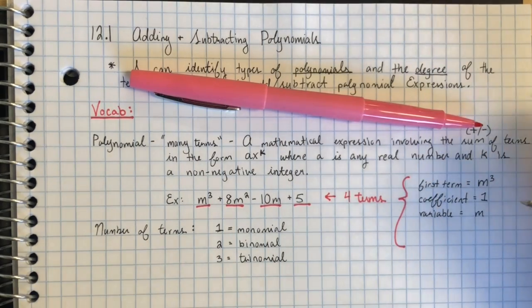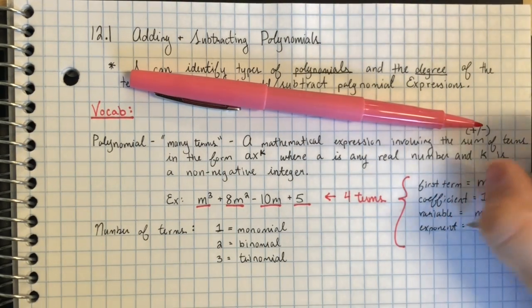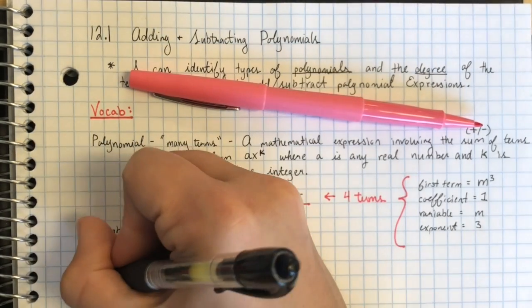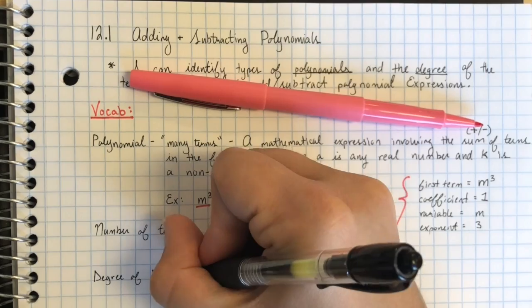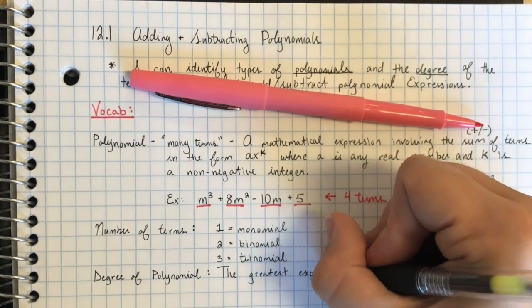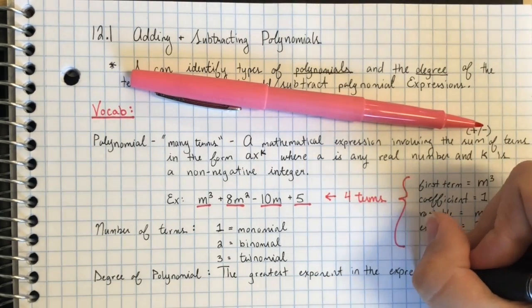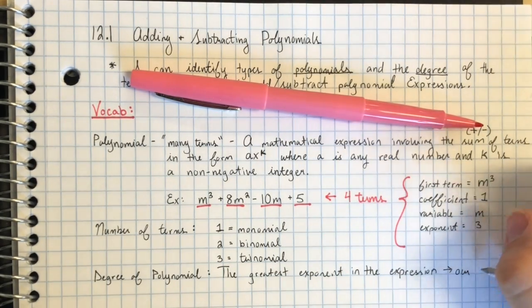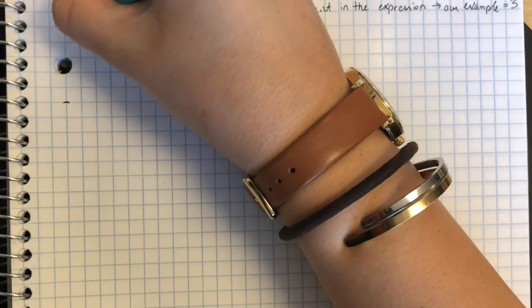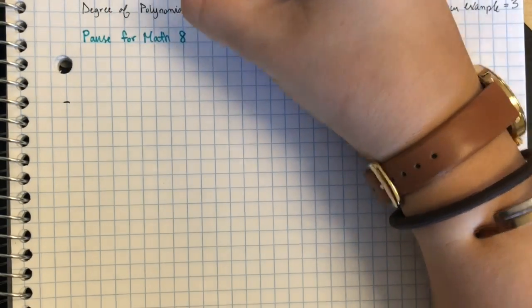In this particular example, the first term we have is m to the third. The coefficient would be 1 because there's no whole number in front of that variable. The variable is m, and our exponent is 3. So we want to make sure that each term can be broken up into those components, our coefficient, our variable, and our exponent. The degree of polynomial is going to be the greatest exponent in the expression. So for our example, that is equal to 3.